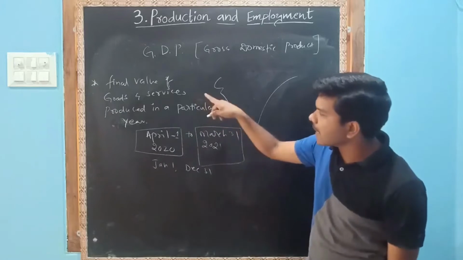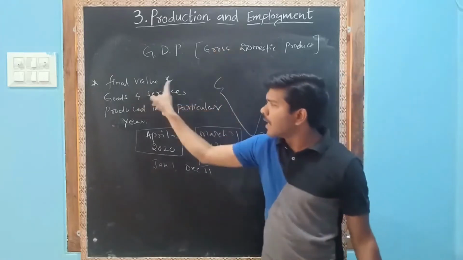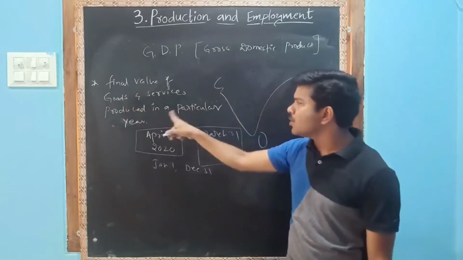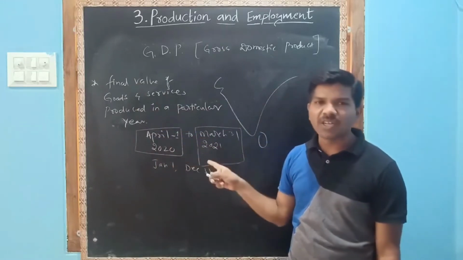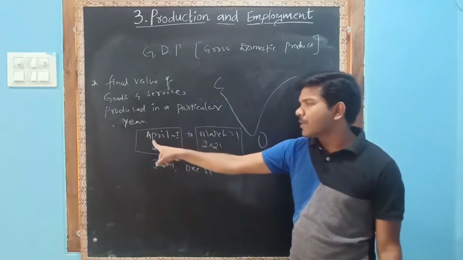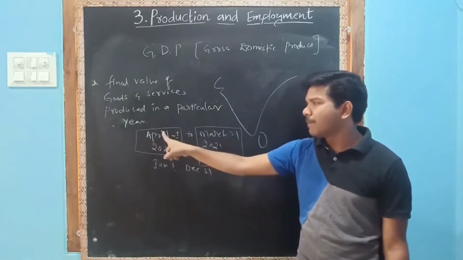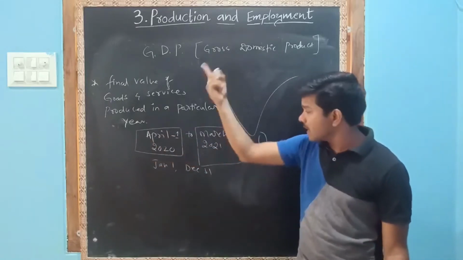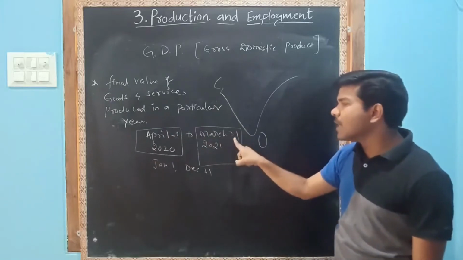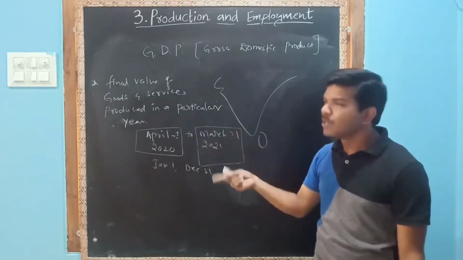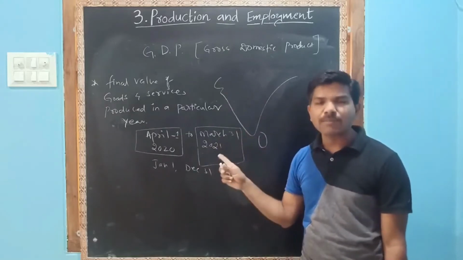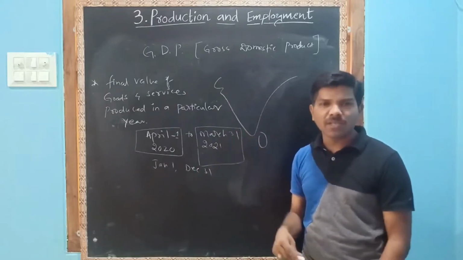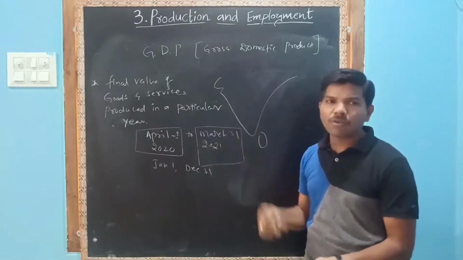So let us see again. Final value of the goods and services produced in a particular year. Particular year means financial year. Financial year means April 1st to March 31st, for example April 1st 2022 to March 31st. Again after March 31st, April 1st will come, so that comes under another new financial year. I hope you understand about the GDP.